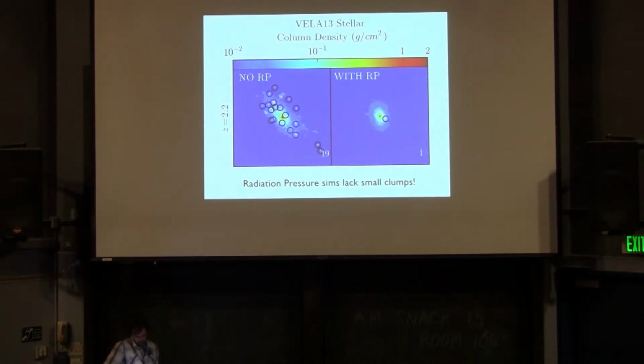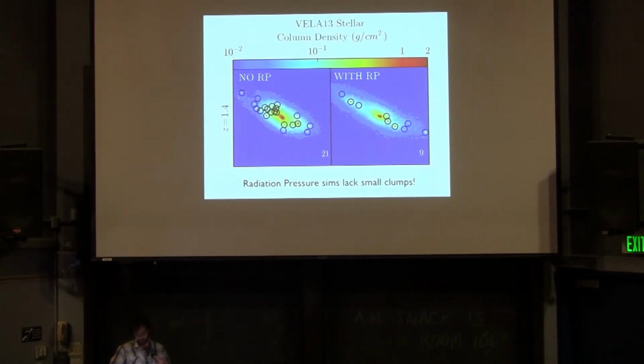So what to say here is that yes, the radiation pressure simulations are actually lacking in the small number of clumps. We can't tell the difference between whether these clumps are prevented from ever being formed or they're simply disrupted really quickly. So we're not following the history of each clump. All we know are the instantaneous clump counts.